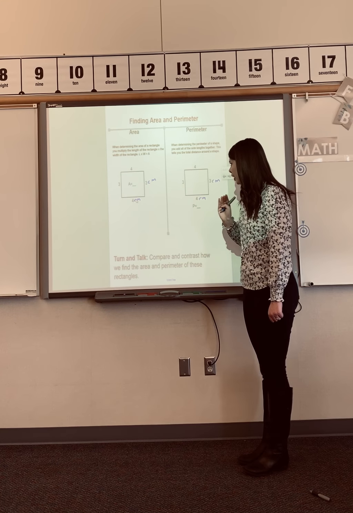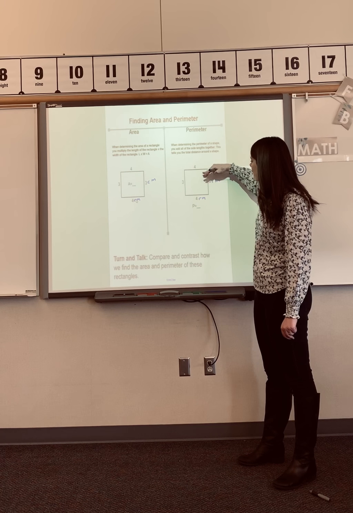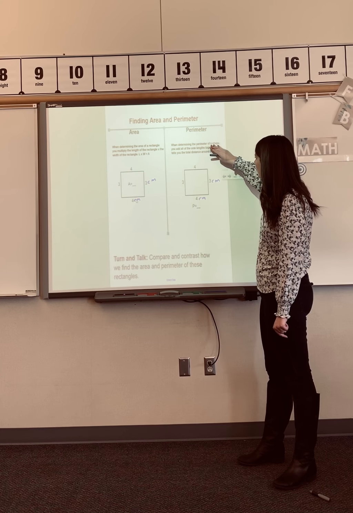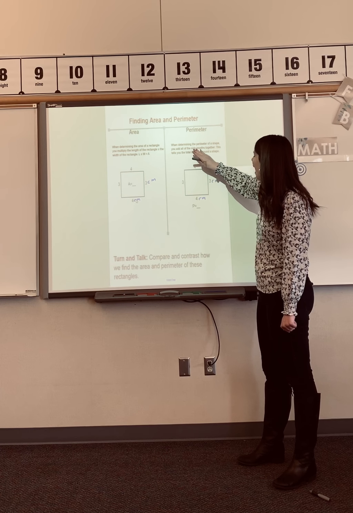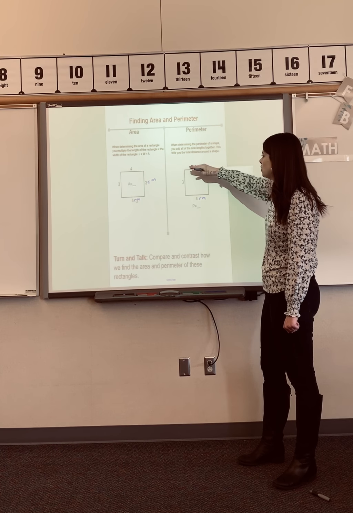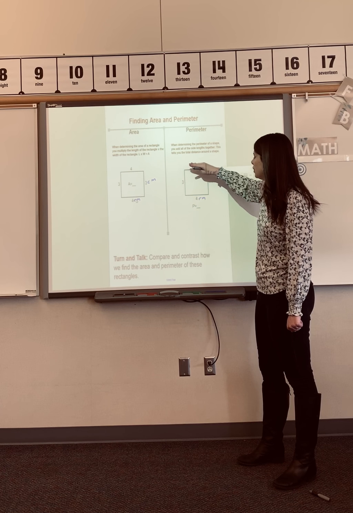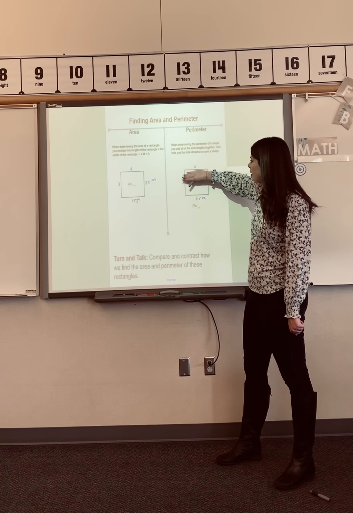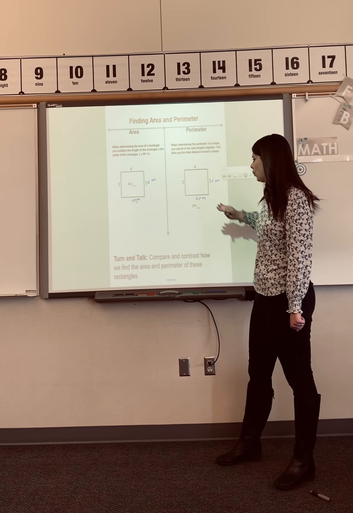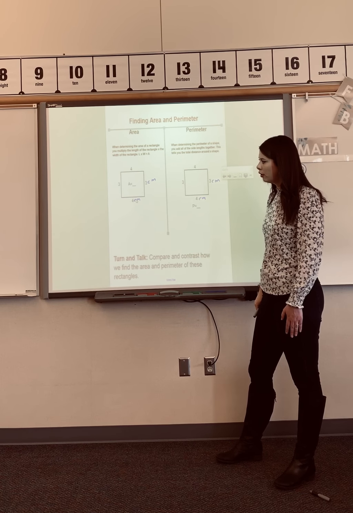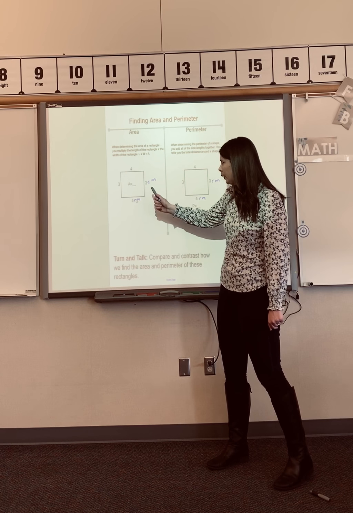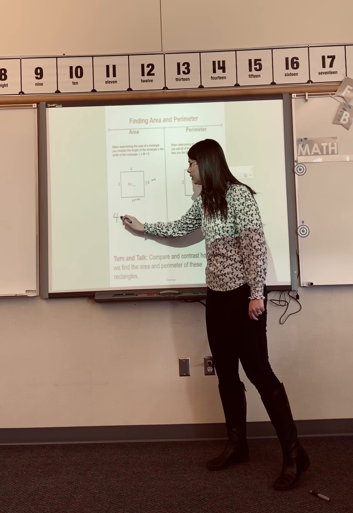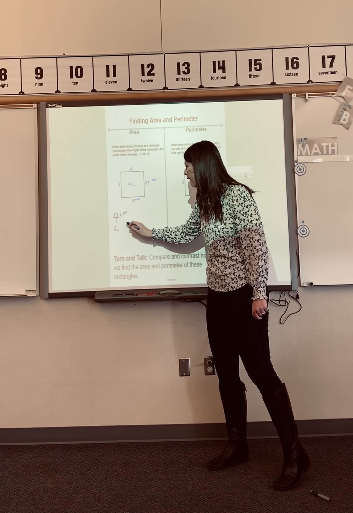For perimeter, I know I'm only trying to find the distance around. When determining the perimeter of the shape, you add all of the side lengths together and that tells you the total distance around. So area is the space covered on the inside of the shape. Perimeter is the total distance around. Well, let's determine both. So I know for this one, area, I multiply length times width. Well, my length is 4 centimeters.